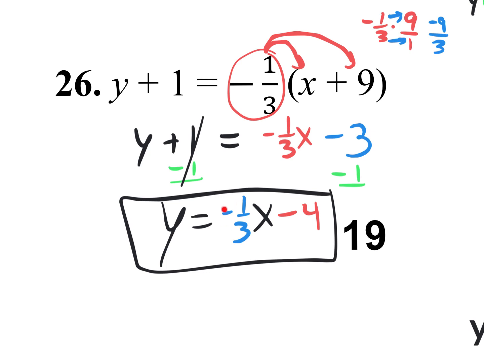Now, if you're thinking, oh, it has a fraction, I need to get rid of it. No, they're not asking for standard form. They're asking for slope-intercept form, and we like fractions, especially in the slope, right? Rise over run.